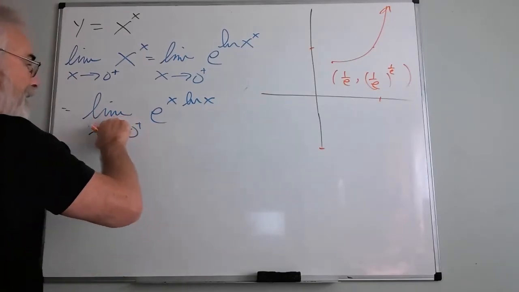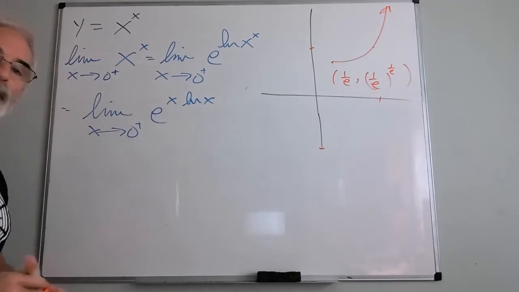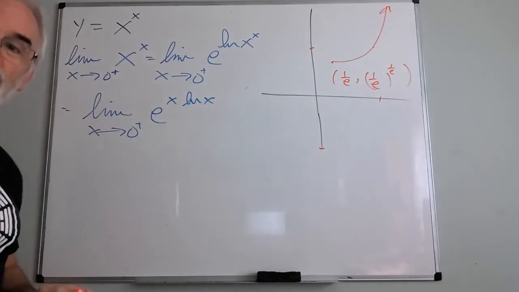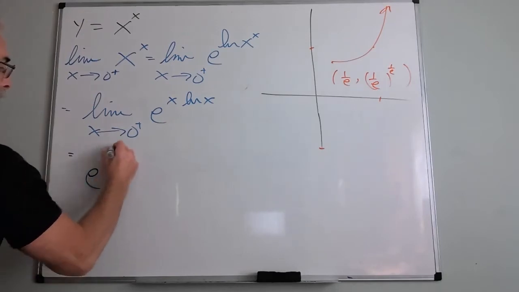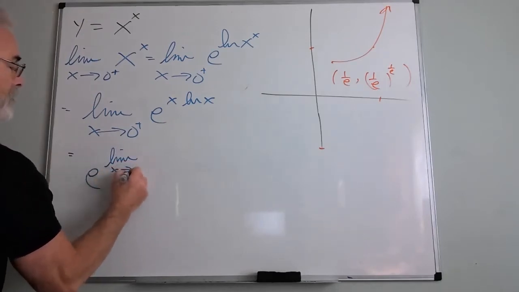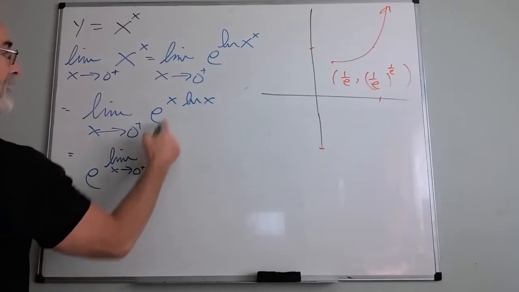We're going to move the limit inside. So the limit of e to the thing is e to the limit of the thing. This is equal to e to the limit. This is one of the best parts about limits, is I can do stuff like this.